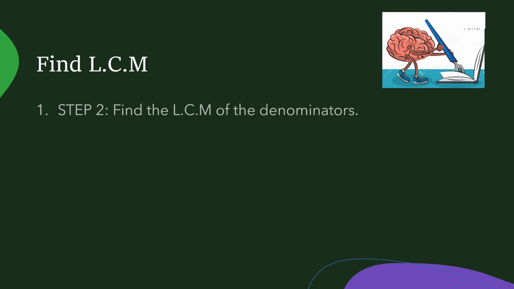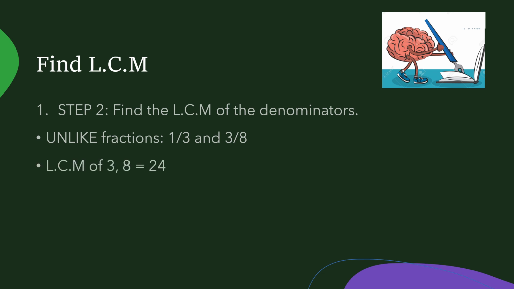Step 2. Find the LCM of the denominators. We are comparing 1 by 3 and 3 by 8. We have to find the LCM of 3 and 8, which is 24.